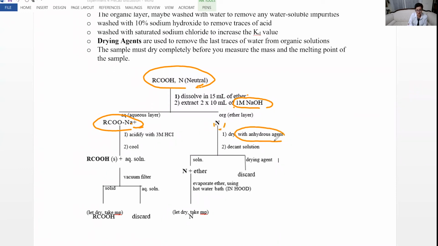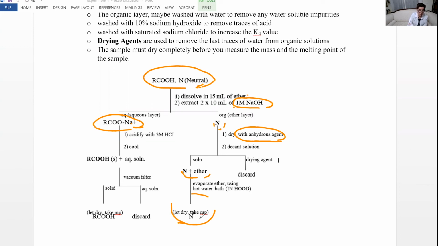Use the anhydrous agent to remove the moisture. And then you're going to evaporate the ether and end up with the neutral compound in solid form, because if you start with a solid, you end up with a solid.